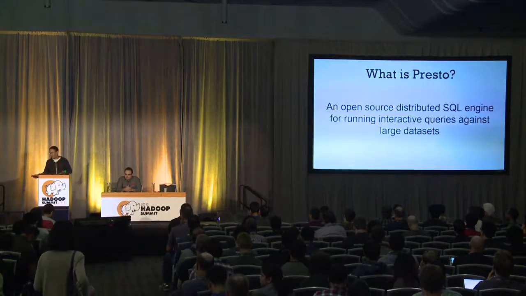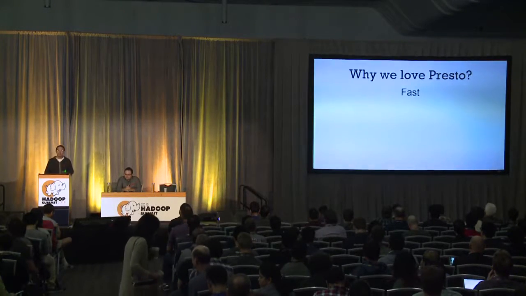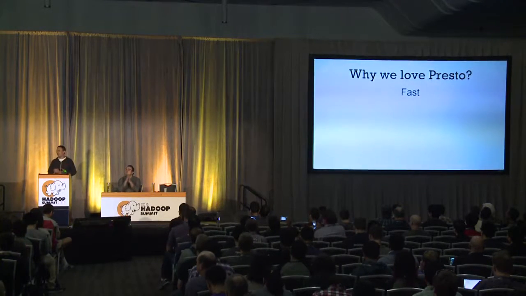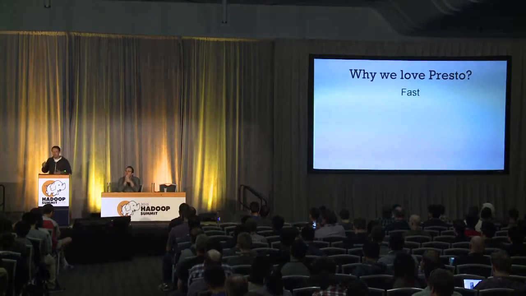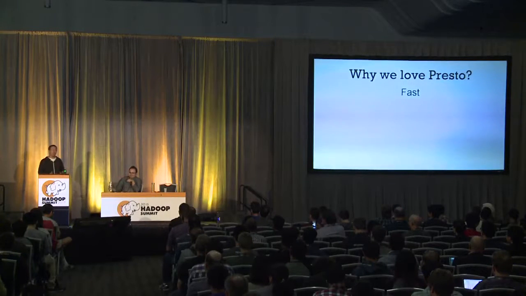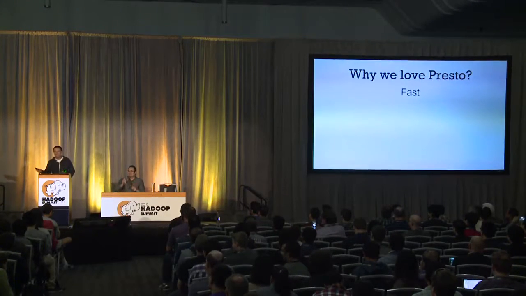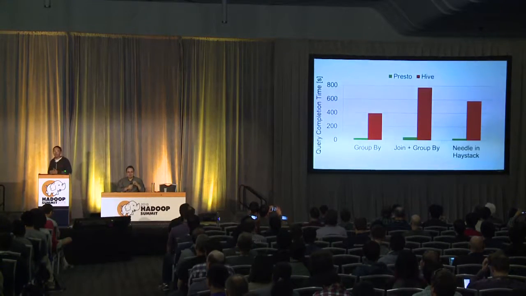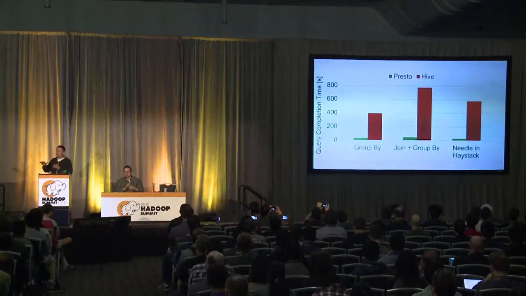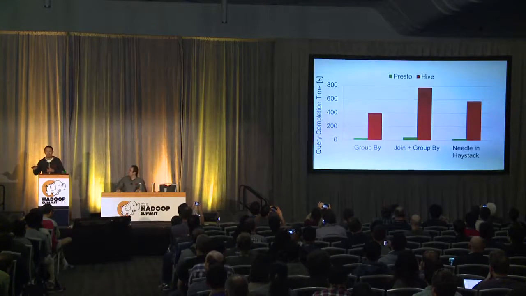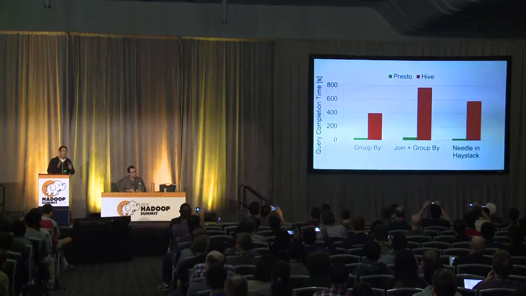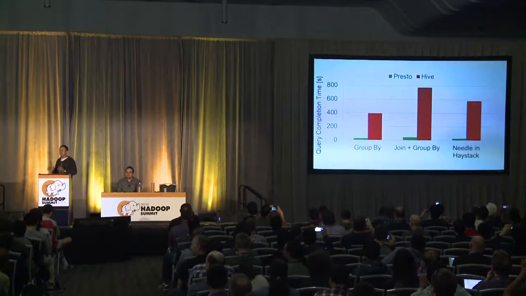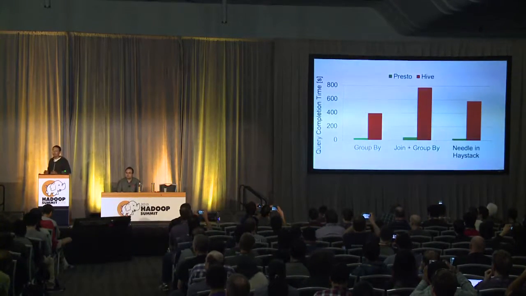And why do we love Presto? The number one reason is Presto is fast. It's very fast. It's super fast. It's extremely fast. And you can see the performance comparison based on our own benchmark, which shows a comparison between Presto and Hive. You can see that Presto is always 10 times faster than Hive. And in some cases, it is even faster.